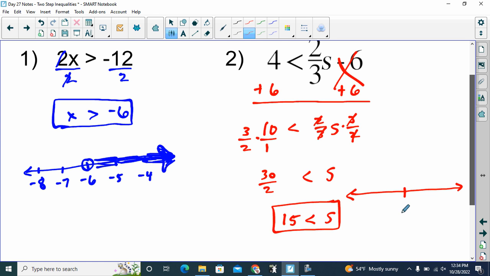We graph our number line. 15's on there. A couple points on each side. I need an open circle. And notice the variable, which is what we shade in, is bigger than the 15. So I need to shade in over here.